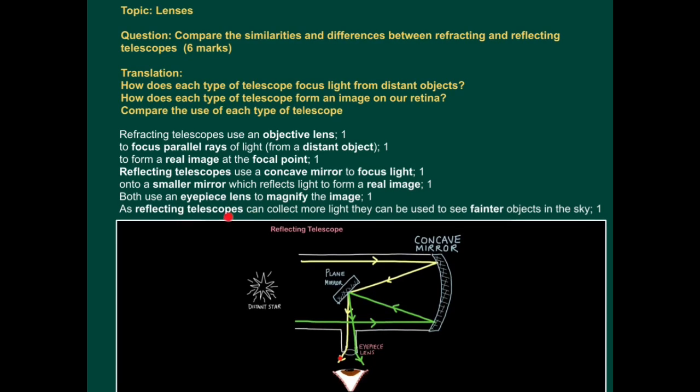Finally, as reflecting telescopes can collect more light, they can be used to see fainter objects in the sky. Because reflecting telescopes have a larger aperture, larger hole, they can collect more light and see fainter objects in the sky. So that's a key advantage of reflecting telescopes.